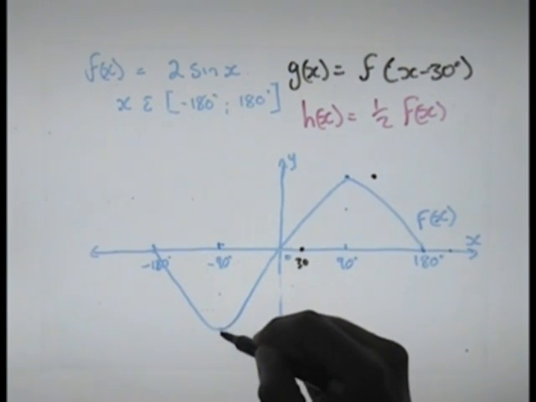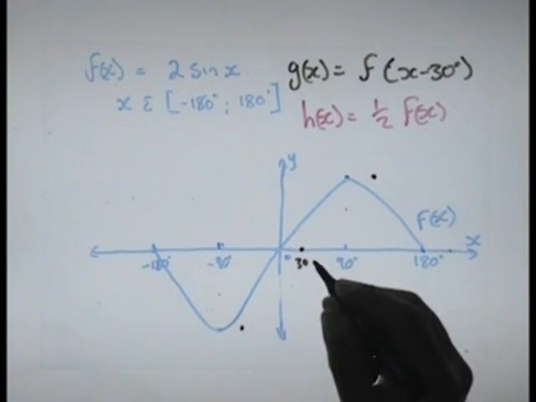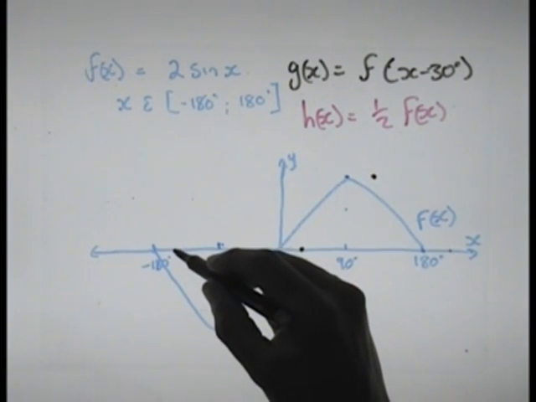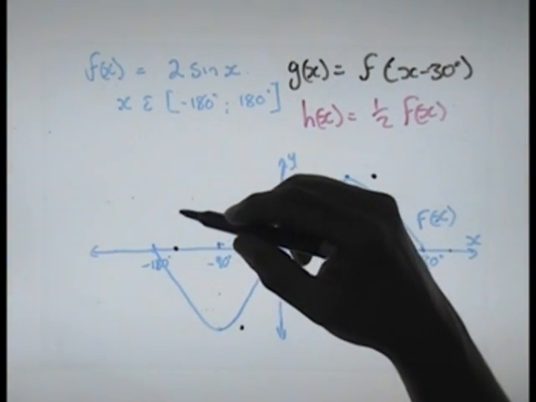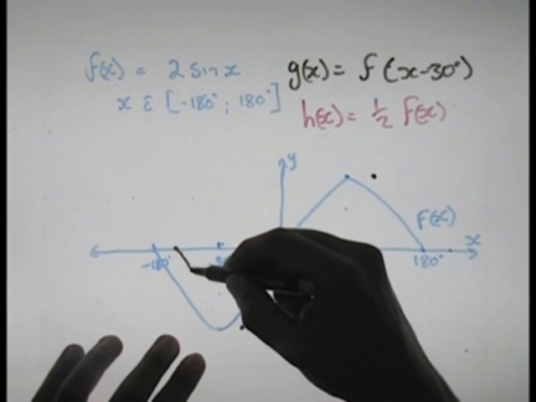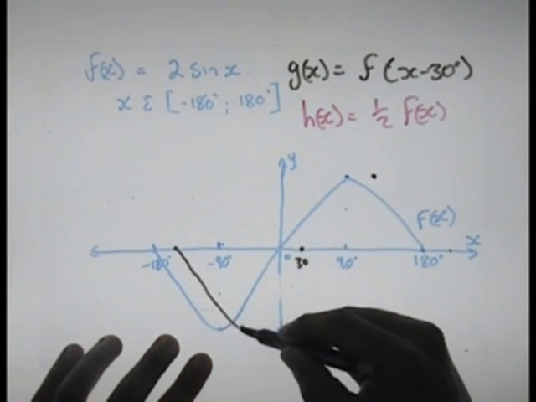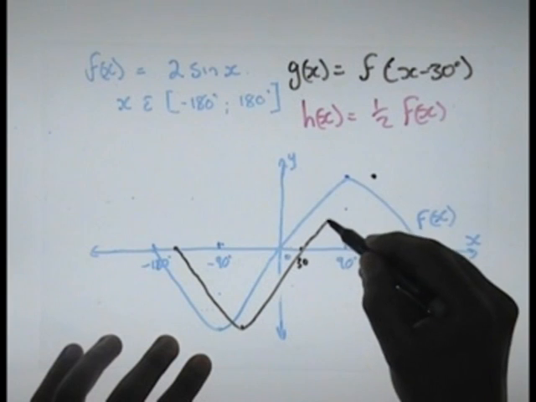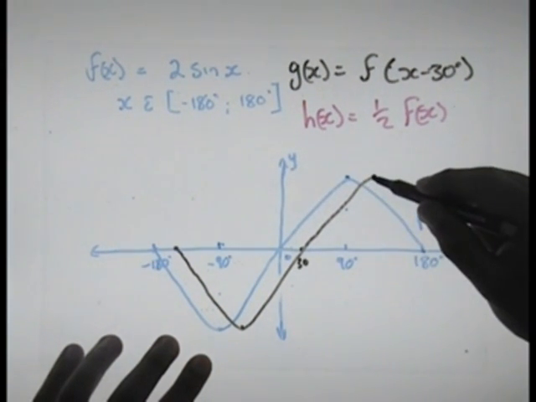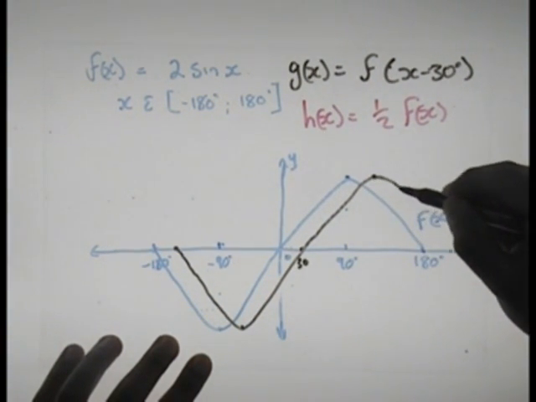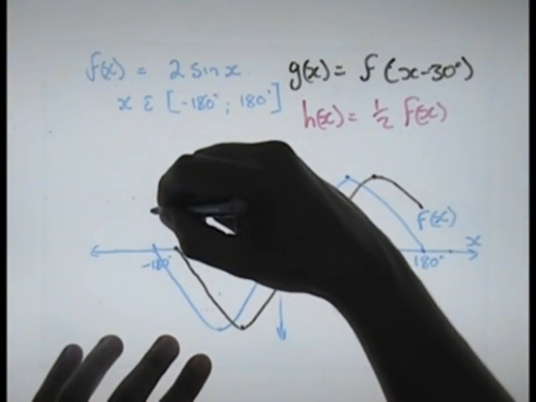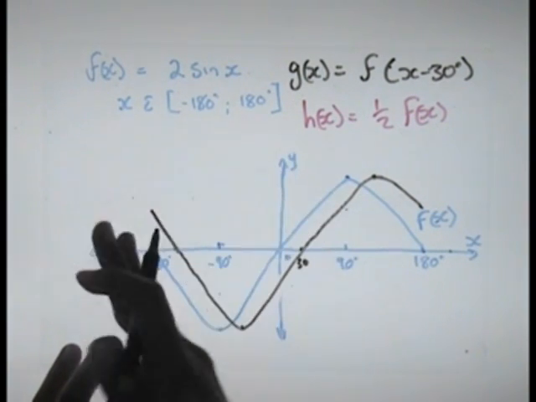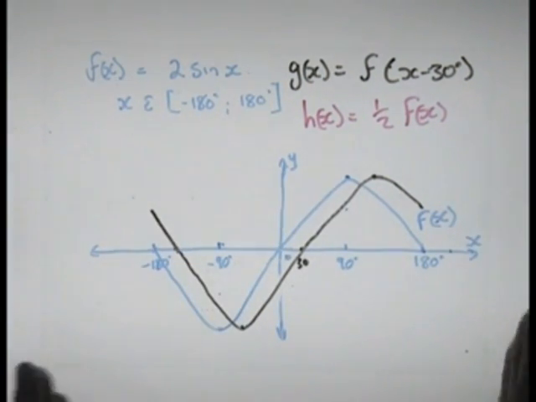It's not going to be peaking again at negative 90, it's going to be peaking at negative 60, and not at negative 180 but rather at negative 150, which means essentially that our graph is going to be looking like this. All we've done is we've taken our standard f of x graph and we've shifted it 30 degrees to the right. Please stop at negative 180 and at positive 180.